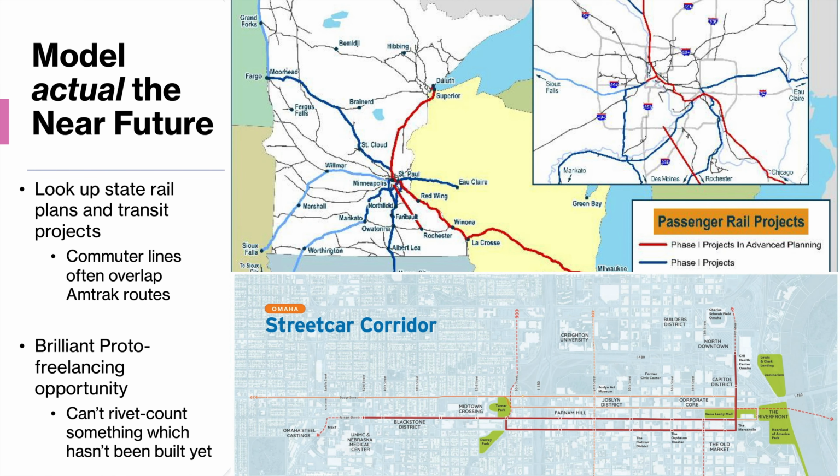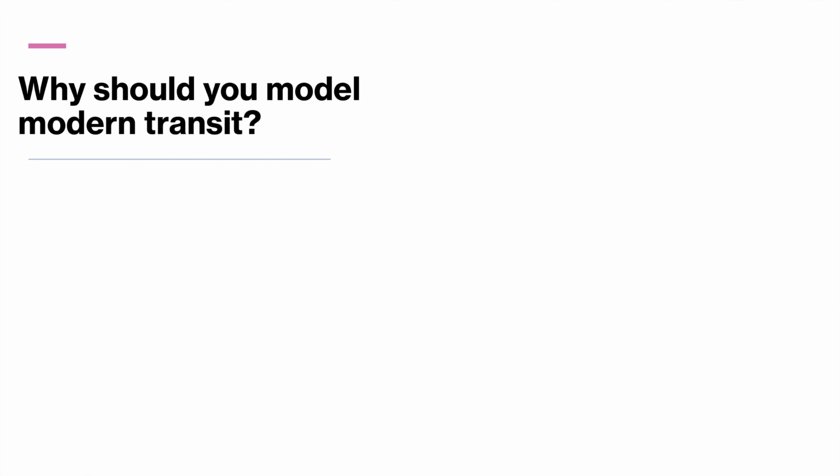Or, if you are really interested, you could model the actual near future. You can look up state rail plans and transit projects in state DOT document archives, and you could maybe build or model a streetcar or DMU or light rail system that simply hasn't been built yet in the real world. And this is a brilliant proto-freelancing opportunity because you can't rivet count something that hasn't been built yet. But ultimately, I want to end on why should you model modern transit?